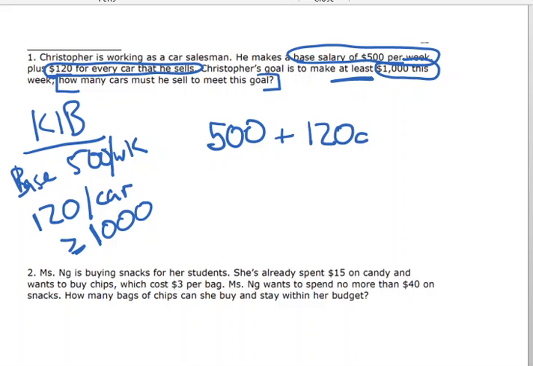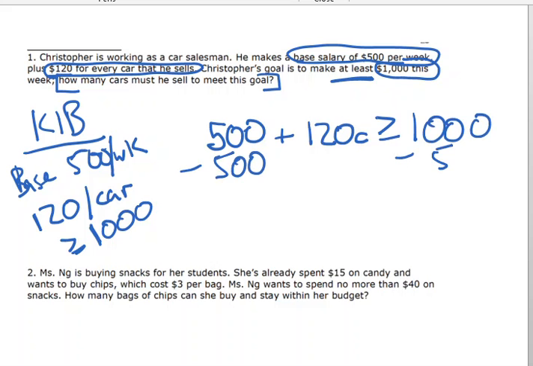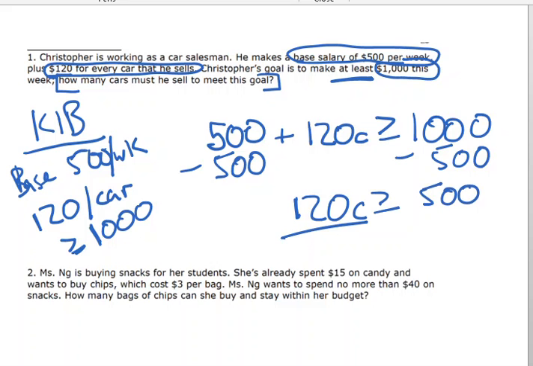So I have 500 plus 120C. The 500 is the base pay, the 120 is the per car, and the C is the number of cars, is greater than or equal to $1,000. I'll go ahead and subtract 500 from both sides. So I have 120C is greater than or equal to $500. I'm going to divide both sides by 120.